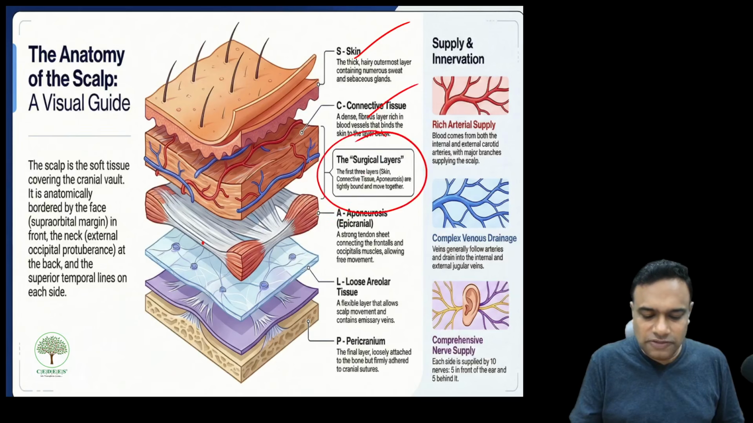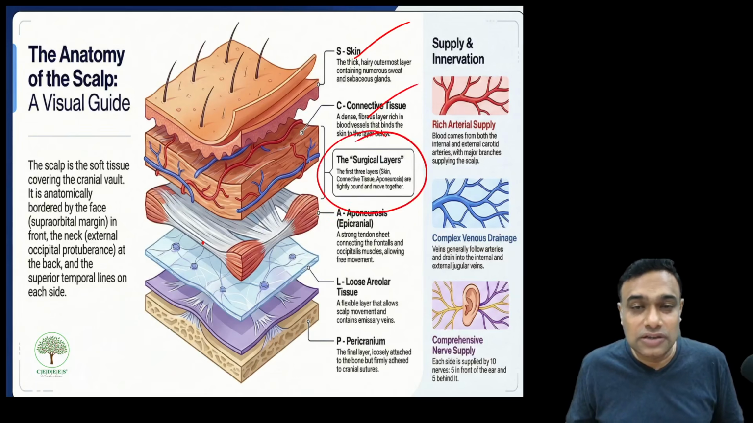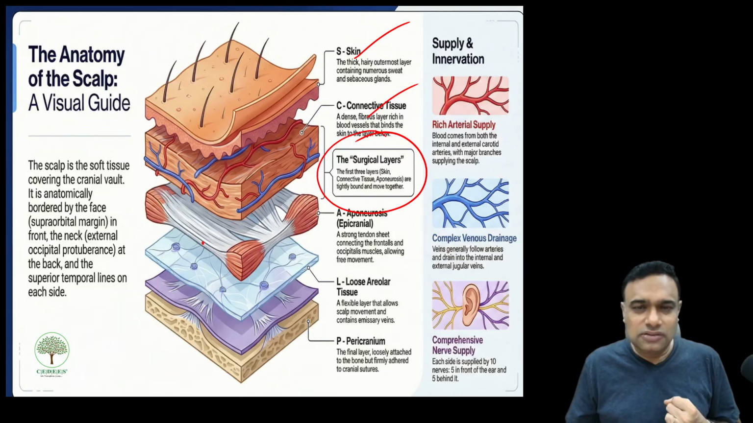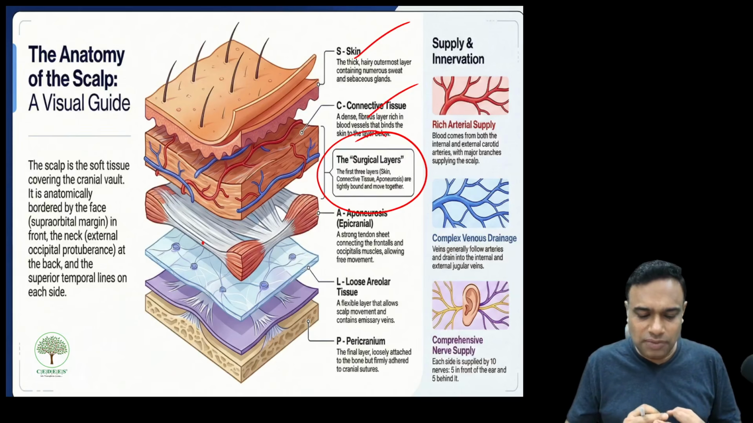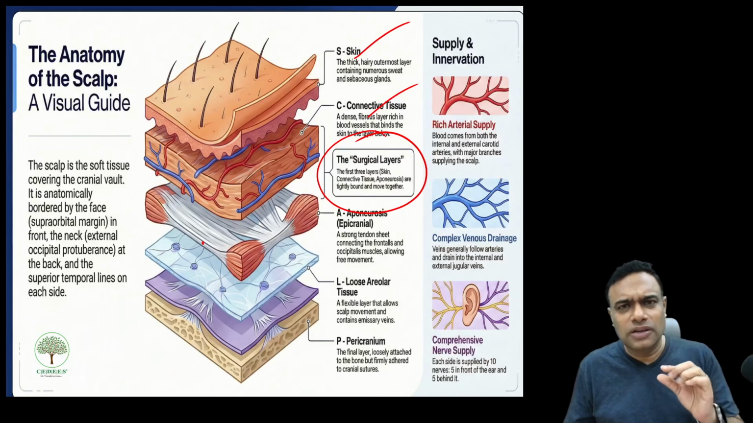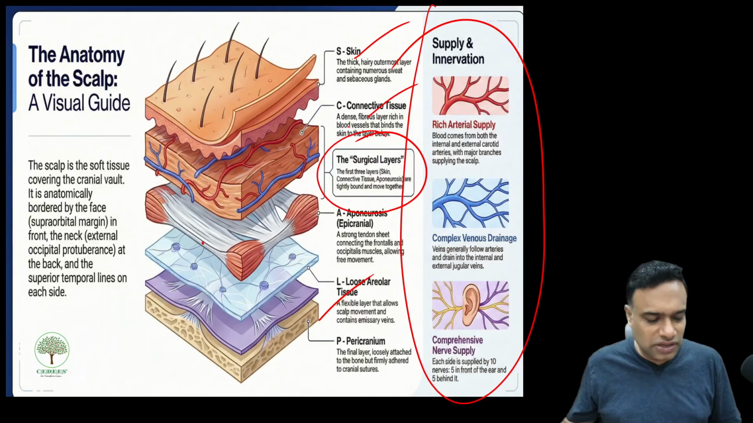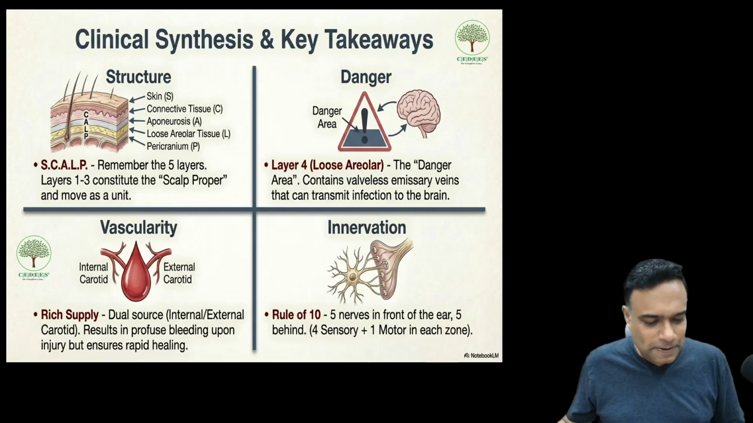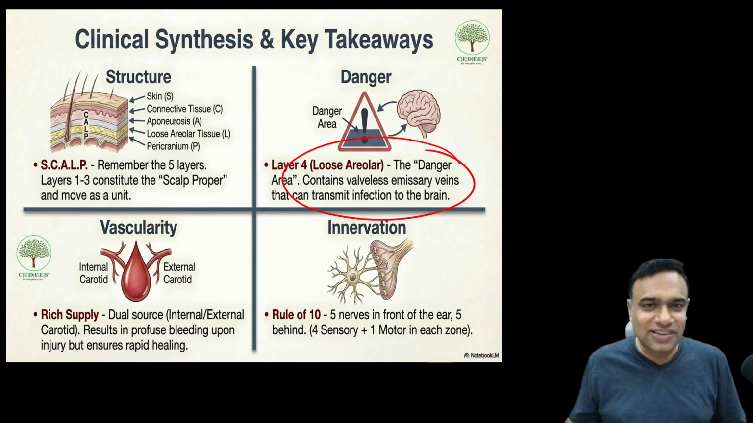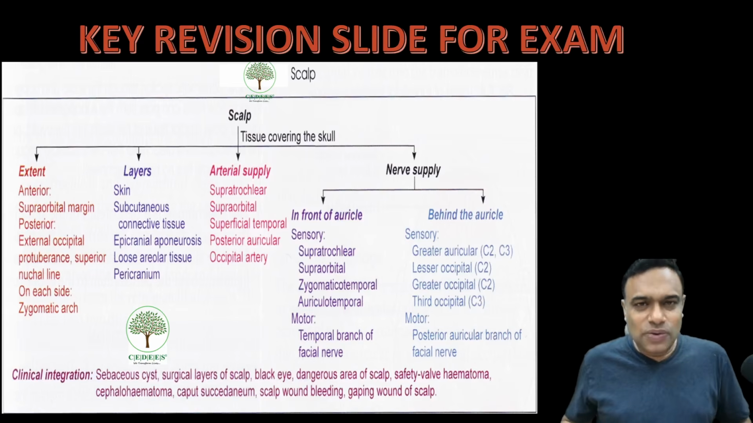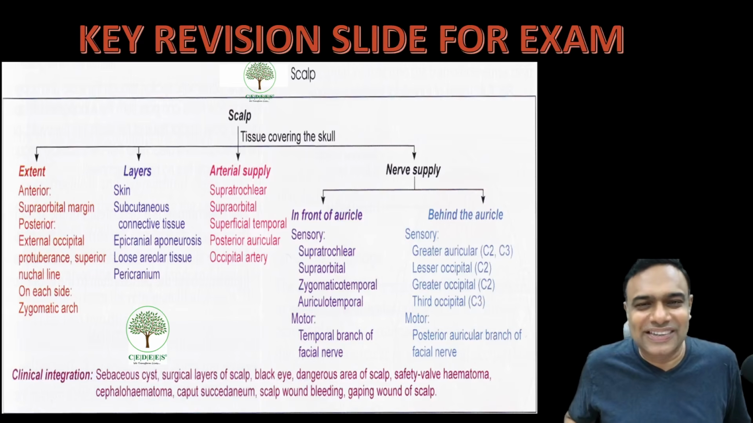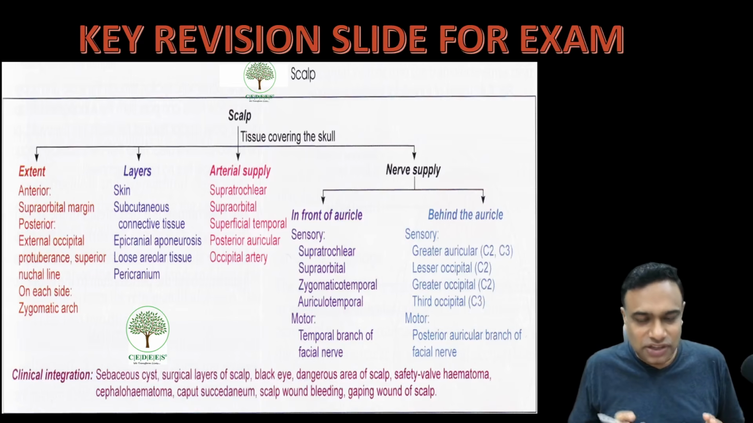The first 3 layers are called the surgical layers, which is your skin, the dense connective tissue, and the aponeurosis. They're tightly bound together and they move together. Okay. Then we've learned about the loose areolar tissue, the blood supply, the venous drainage, nerve supply. We have learned about the loose areolar tissue and why it is called your danger area. You know? Right.